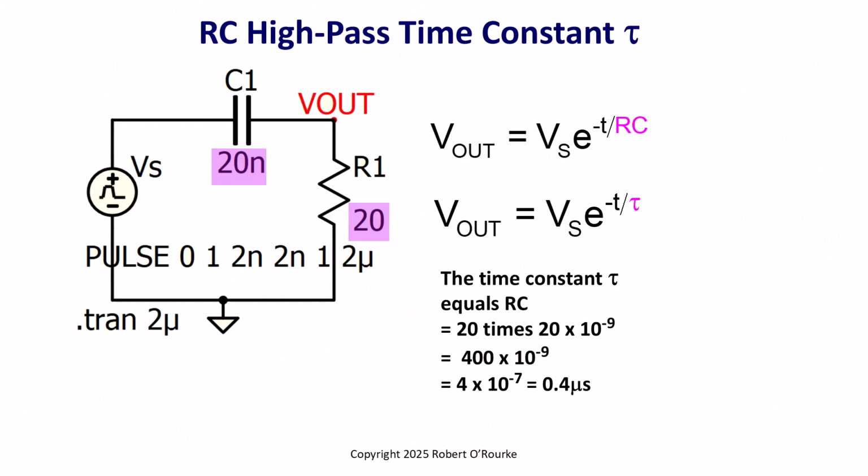The output voltage taken across the resistor is a decaying exponential, V sub s times e to the minus t over tau. For this RC circuit, the time constant tau equals RC, the resistance times the capacitance, which is equal to 400 nanoseconds or 0.4 microseconds.